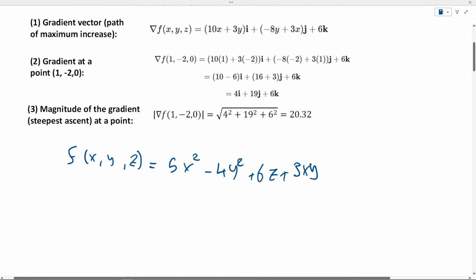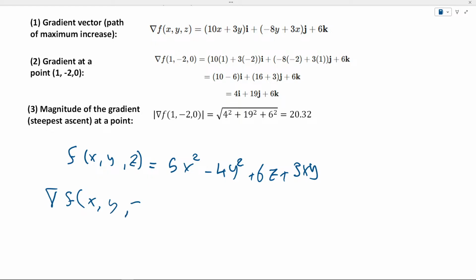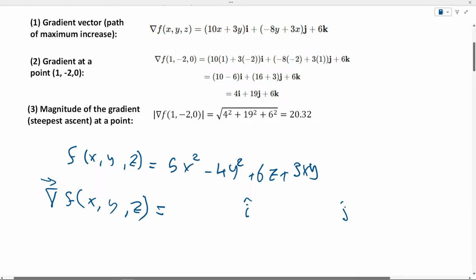And I'm looking for the gradient of this function. So the gradient of this function, remember what's the gradient? The gradient is a vector. So this is a vector, and this is a scalar, and I should expect to get a vector. So I should expect to get something in the I here and something in the J here and something in the K here.